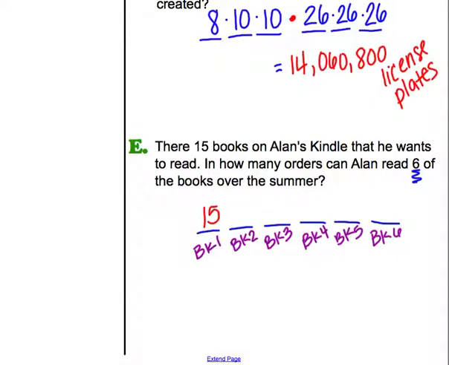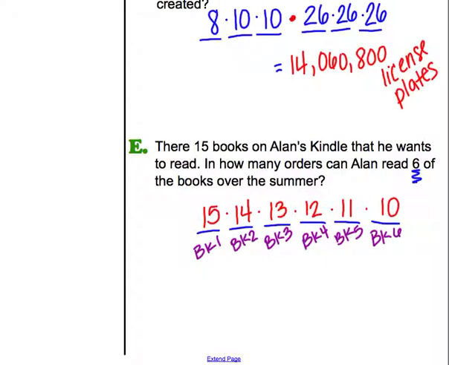Now, once he reads it, he's not going to read books multiple times. So once he reads that book, as you can probably guess, he will have 14 more books to choose from for book 2. And then I'm going to have you pause it, finish filling this out, and see if you're correct. All right, let's see if you're correct. We're going to have 13 books for the next choice, and then he'll have 12 books left to choose from for book 4, 11 for book 5, and 10 for book 6.